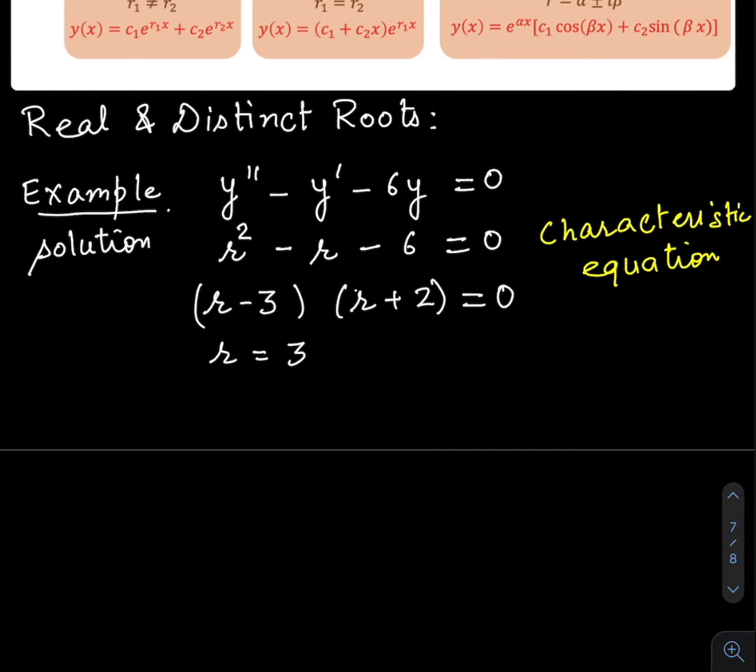So if the product is equal to 0, one of the factors is equal to 0. Either r minus 3 is equal to 0, which gives us the value 3, or r plus 2 is equal to 0, which gives us r equal to negative 2. So r equal to 3 and r equal to negative 2 are two roots of this equation. And then we know how to write the general solution.